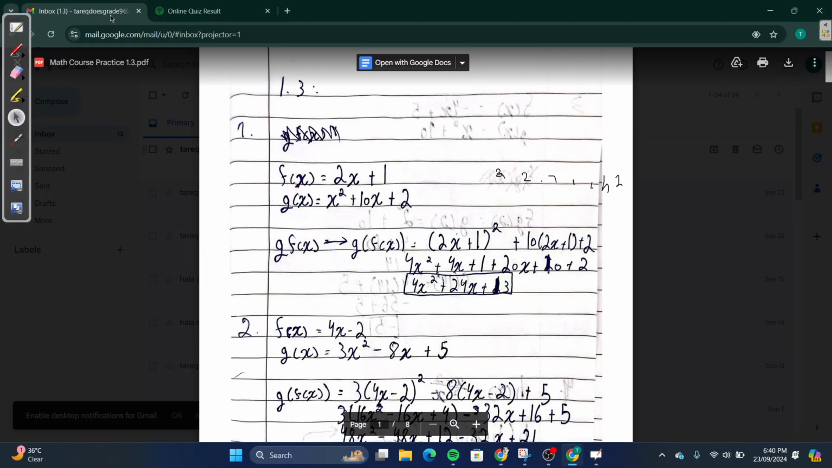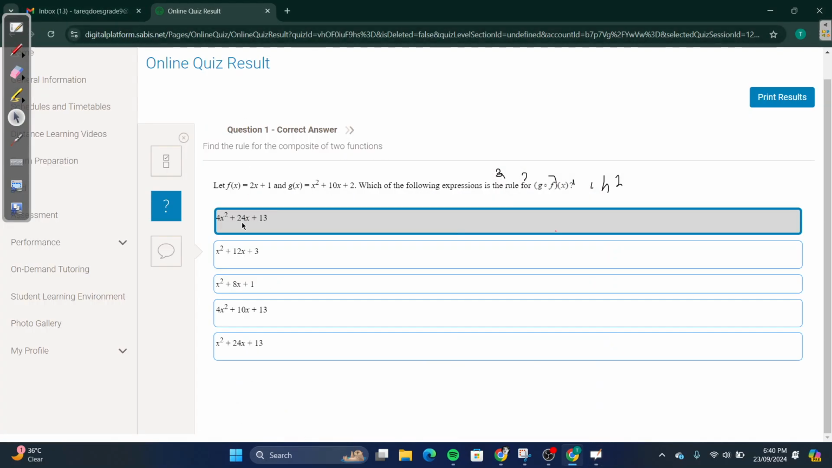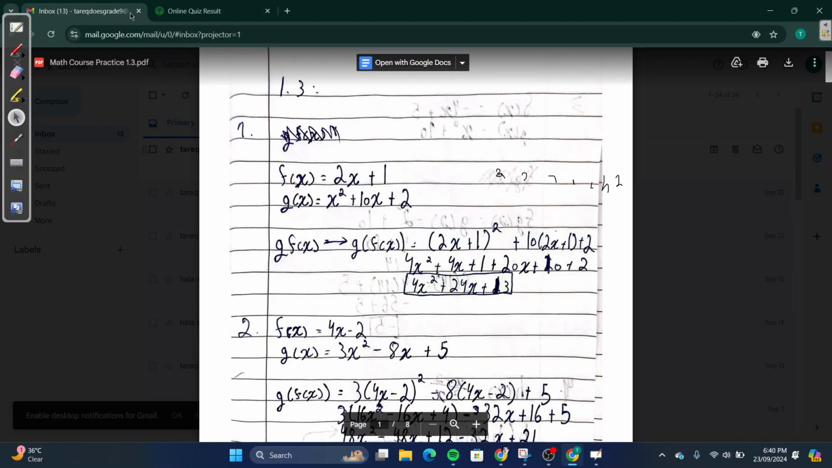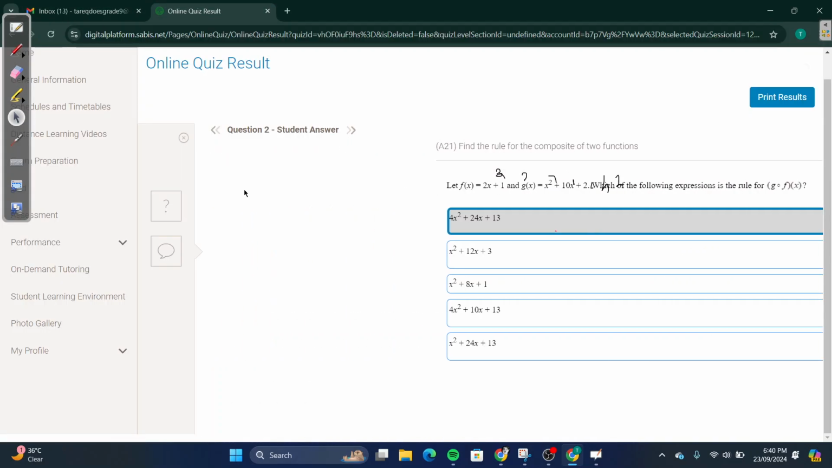Or, sorry, why is that? Oh, no, 10. Sorry, my bad. Yeah. There's a 10 here because 2x plus 1, you expanded the 10. So it'll be 1 plus 2 plus 10. My fault. Let me just check this correct answer. 4x squared plus 24x plus 13. Yeah, okay. Question 2.